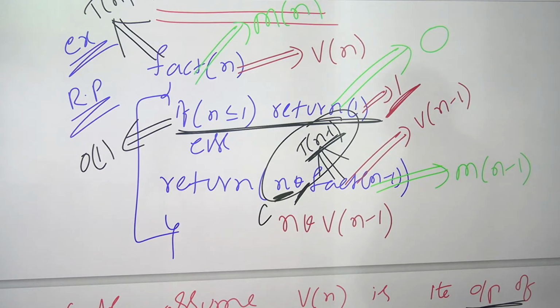Recursion, I cannot do any change. Fact n multiplications m of n, fact n minus 1 multiplications m of n minus 1. Recursion, I cannot do anything. As it is, you write in the recursion. But in the remaining parts, if n less than or equal to 1, return 1. In that line, where is the multiplication? No multiplication, write 0. Number of multiplications in the if is 0.